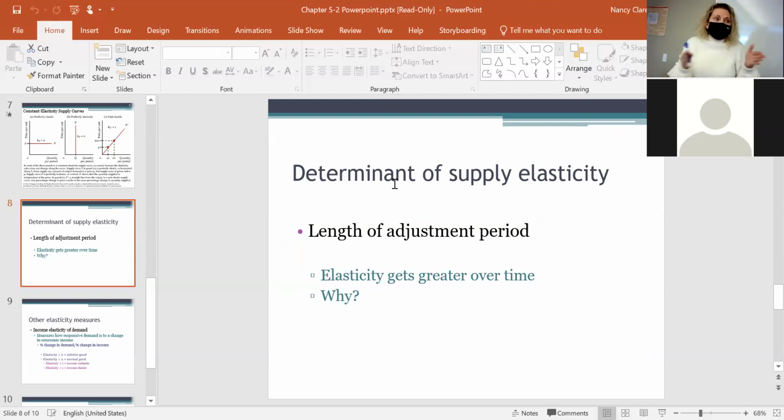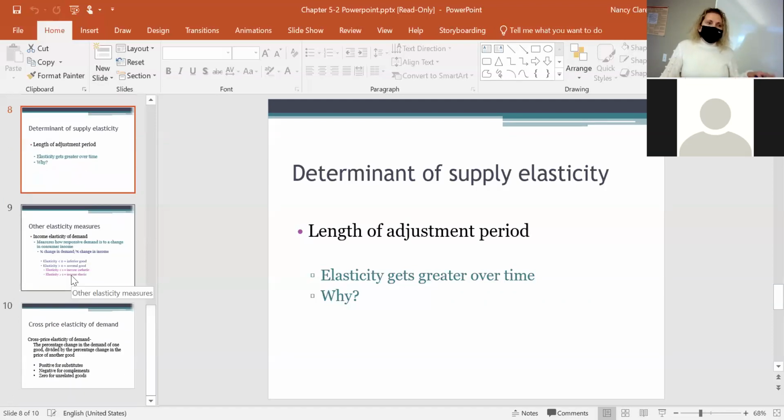Yeah, that is the length of adjustment period. So that does speak to, you give us more time, we can produce more goods. But there's very specific things that must be thought about, right? Availability of inputs, price of inputs. How long does it take you to produce another unit? Do you make something that you can produce in a minute, or do you make something that takes you months to produce? That's going to determine how responsive you can be to change in price, right?